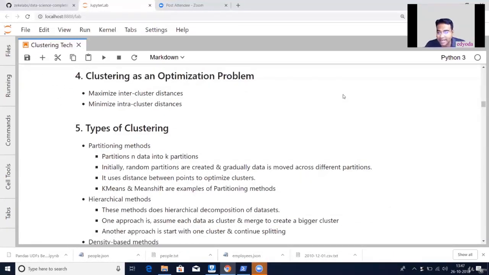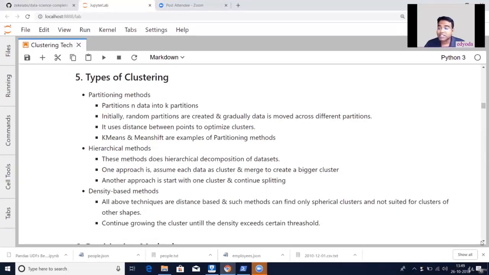Let's now treat and understand clustering as an optimization problem. What you're trying to do using any of the algorithms is minimize intra-cluster distance. That means you're trying to bring all the points in a cluster close together so intra-cluster distances are small, and you're trying to separate out, or maximize, inter-cluster distance. So between the clusters, you're trying to maximize the distance. In the cluster, you're trying to minimize the distance between the points. That's what clustering is all about.